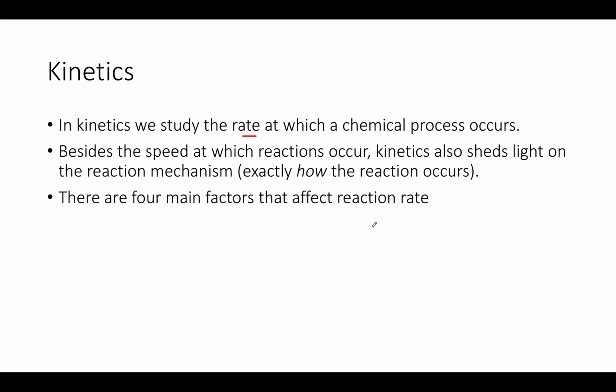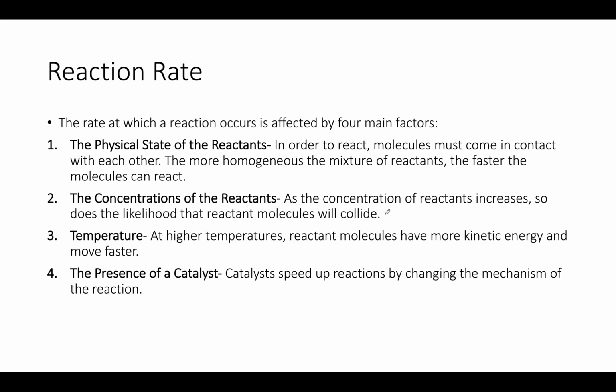Now, in kinetics, we also study something called the reaction mechanism. What's causing this reaction to occur? Is there a catalyst? What ions are reacting with each other to cause this reaction to go to completion? So that's the study of the reaction mechanism. Now, when we're talking about reaction rate, how fast a reaction occurs, there's four main factors that affect this reaction rate. Now, there is one other factor that has to do with the type of substance, but the four main factors that we study in kinetics are the physical state of the reactants, the concentration of the reactants, temperature, and the presence of a catalyst.